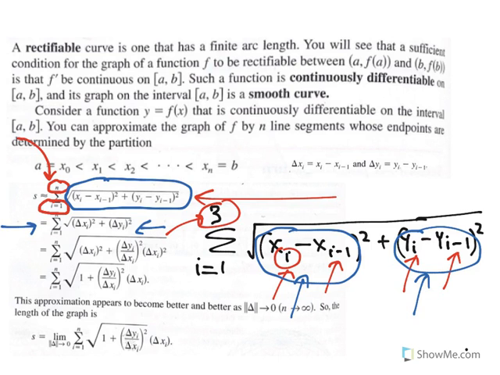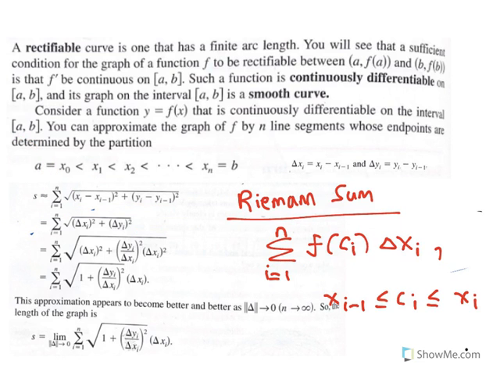So we have a sum, but it is not a Riemann sum, because a Riemann sum is the sum of a product. We don't have a product right now. We just have the square root of delta x sub i squared plus delta y sub i squared. So the next thing that we need to do is some algebraic manipulation to turn this sum into a Riemann sum, so that we will have the sum of products. So how do we do that?